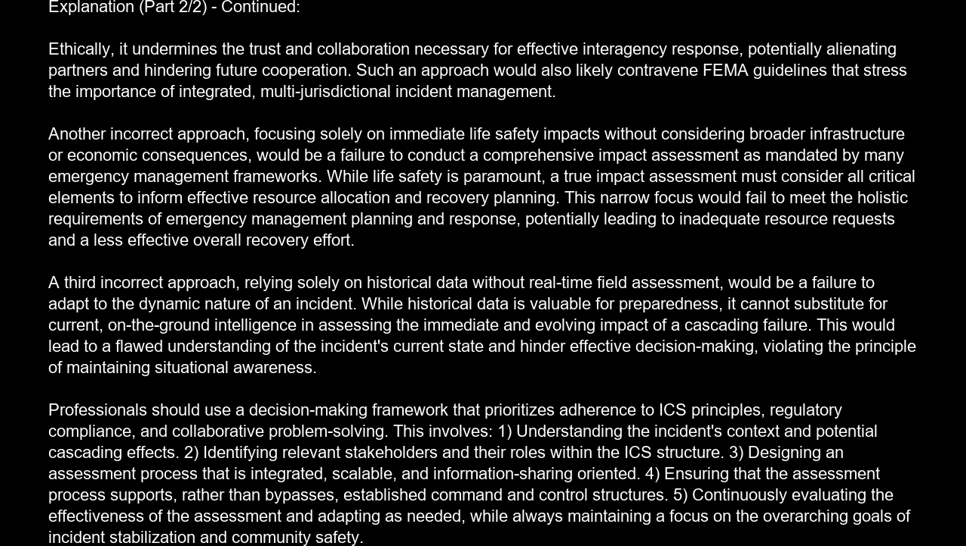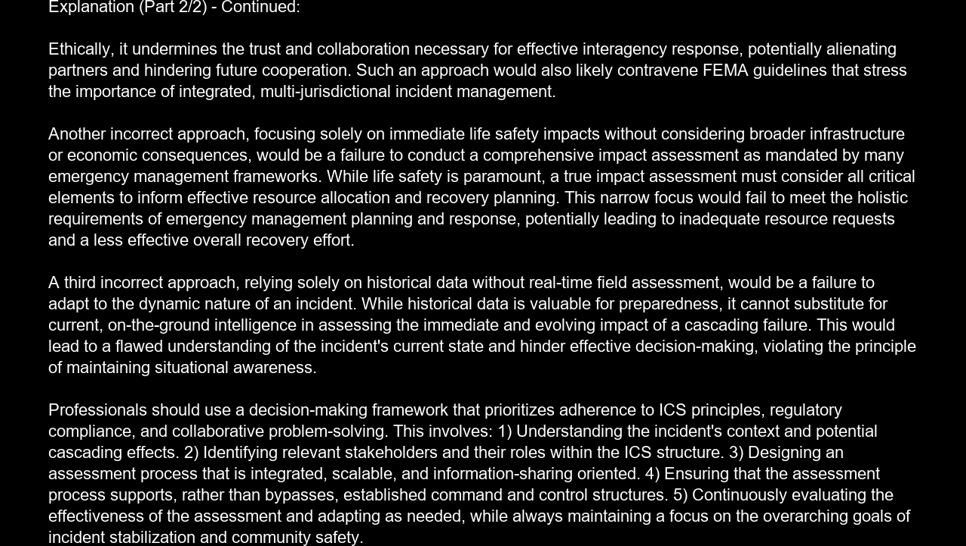A third incorrect approach, relying solely on historical data without real-time field assessment, would be a failure to adapt to the dynamic nature of an incident. While historical data is valuable for preparedness, it cannot substitute for current, on-the-ground intelligence in assessing the immediate and evolving impact of a cascading failure. This would lead to a flawed understanding of the incident's current state and hinder effective decision-making, violating the principle of maintaining situational awareness. Professionals should use a decision-making framework that prioritizes adherence to ICS principles, regulatory compliance, and collaborative problem-solving.